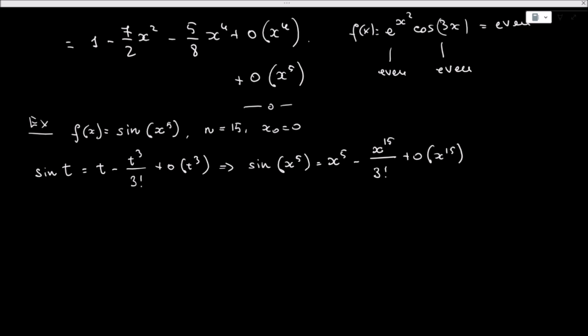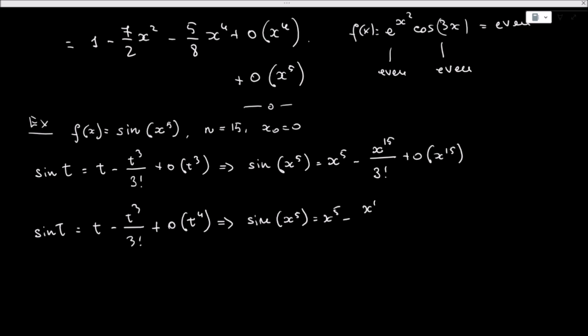Let's see what happens if we had expanded the sine of t, of course always stopping at t to the cube divided by 3 factorial, but because we know the sine of t is an odd function, we could also have little o of t to the 4, right? So this gives the expansion sine of x to the 5 equal to x to the 5 minus x to the 15 divided by 3 factorial plus little o of x to the 20, right?